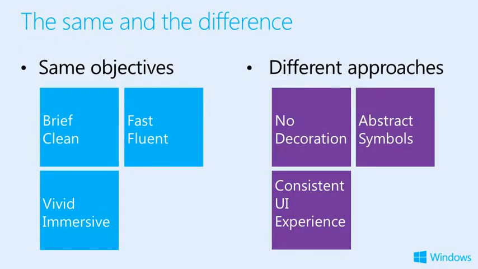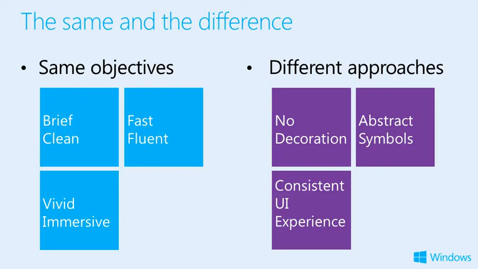Now we can summarize the similarities and differences between iOS and Windows. Basically, we share the same objectives. The applications and UI should be brief and clean, vivid and immersive, fast and fluent to respond to user interaction. But we designed UI from different perspectives. iOS UI tends to use decoration to glorify applications. In contrast, Windows Store Apps UI tend to show the content first.